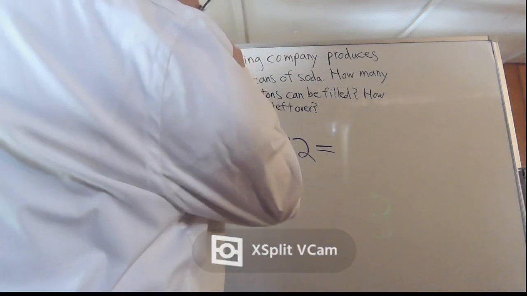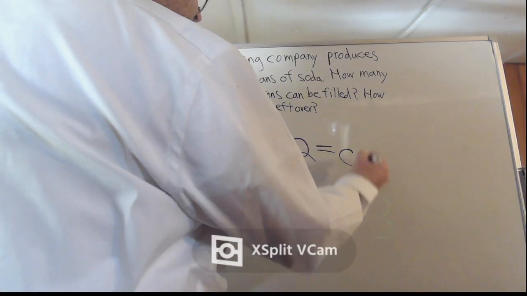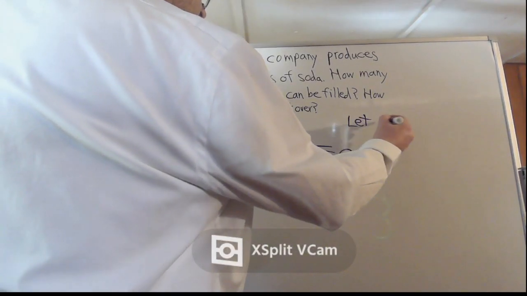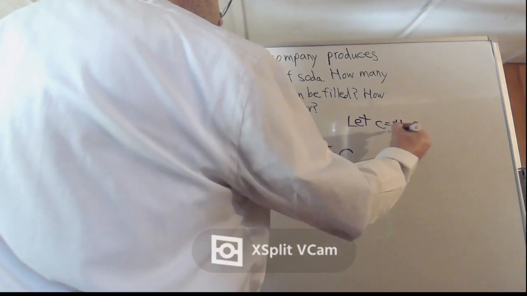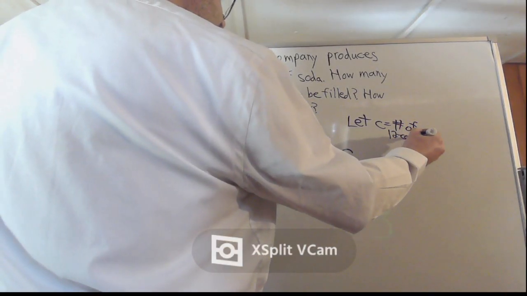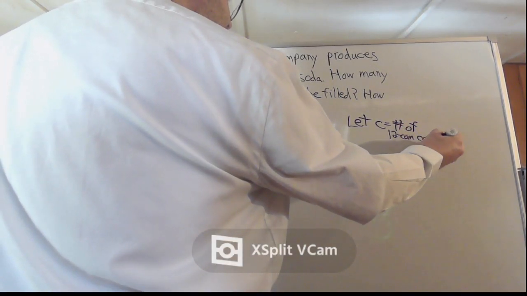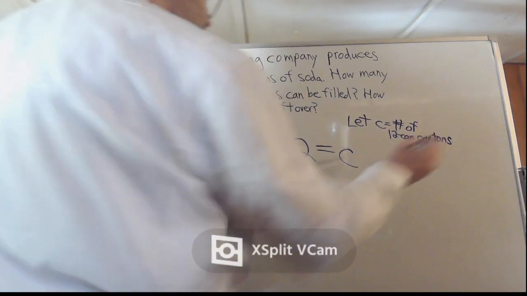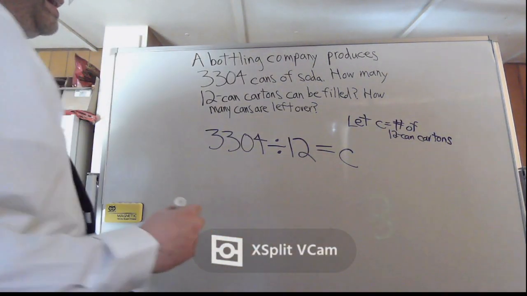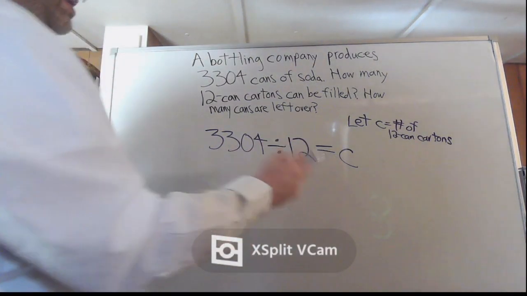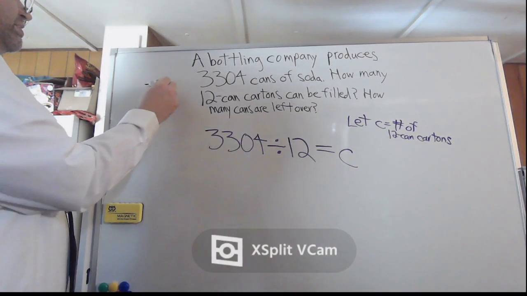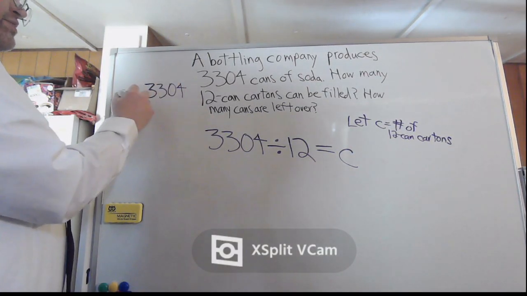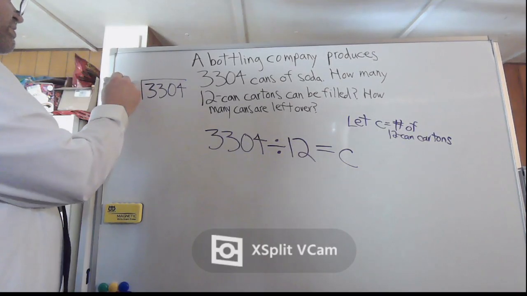So let's pick another variable. I'm going to say C again. We'll let C equal the number of 12-can cartons. So now, in order to solve for that number of 12-can cartons, variable C, you have a simple long division problem. 3,304 divided by 12.